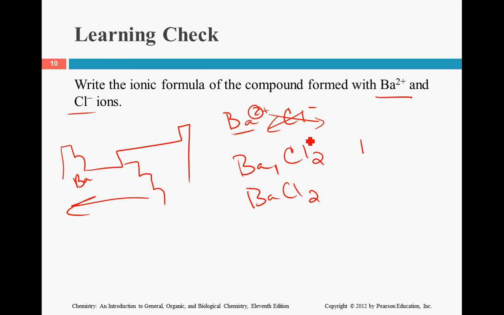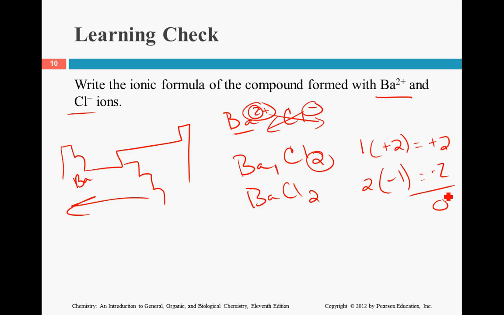You can double check that. We have 1 Ba, which is a positive 2 charge. That equals positive 2. We have 2 Cl's, which is a negative 1 charge. That equals negative 2. Add them together, and that's 0. The charges are balanced.